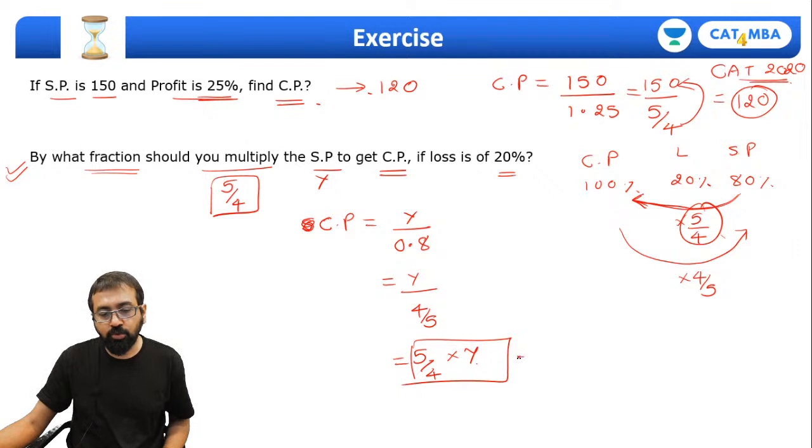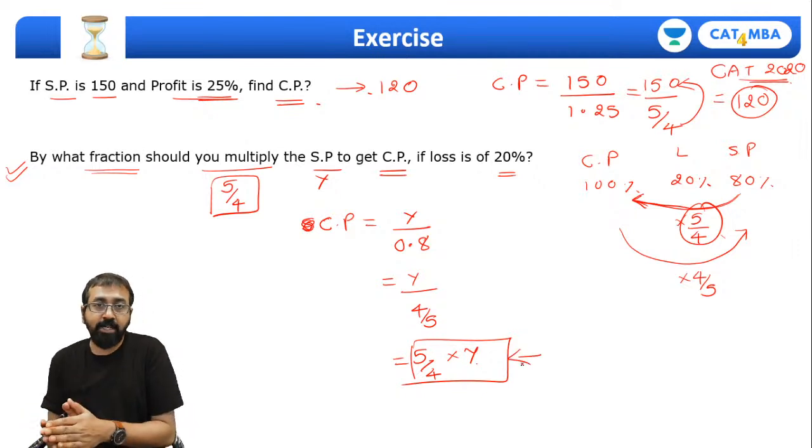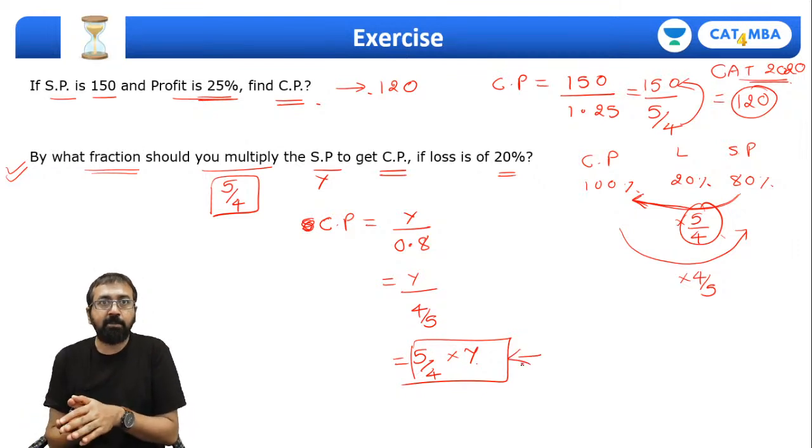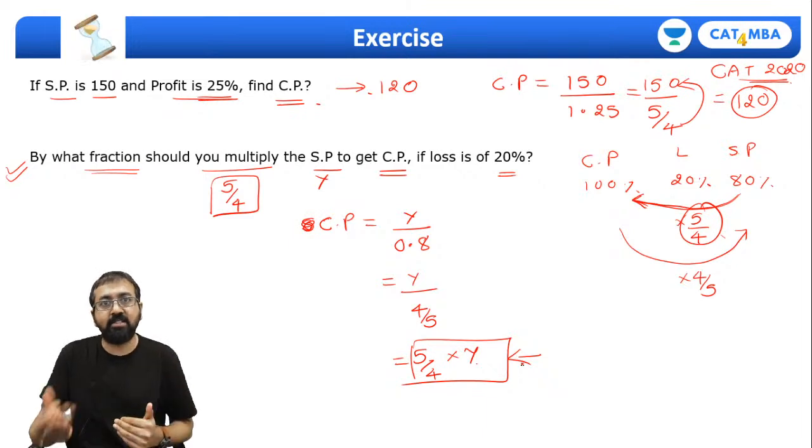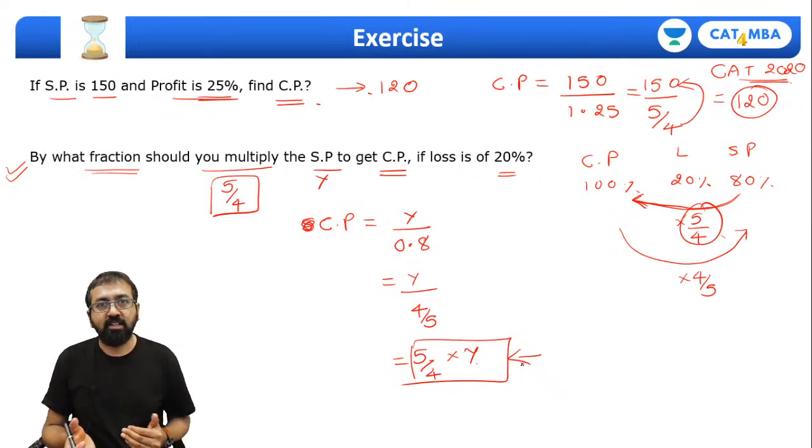Actually I wanted you to understand that when there is a loss of 20%, you can straight away multiply your SP by 5 by 4 to get the CP. Are you getting this point? If you can understand this part, this will really make your calculations faster.